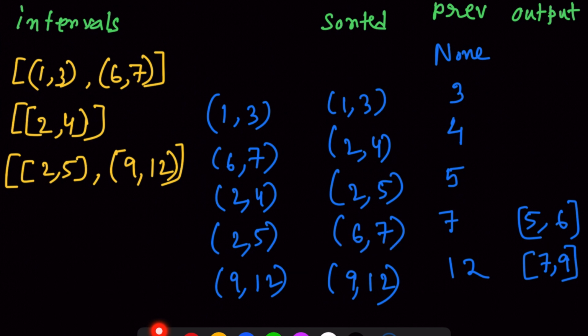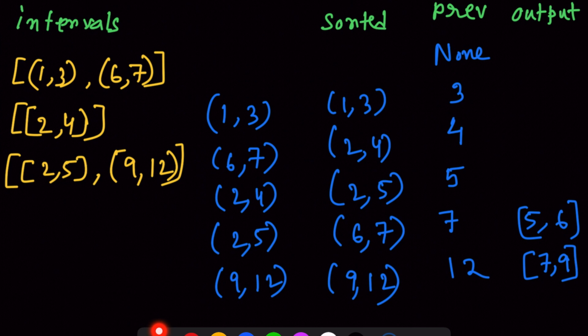Next, we are processing 6 7. The previous is 5, but the current interval is starting at 6. So there is a free slot from 5 to 6 that we are adding to the output. Then we are updating the previous also, that is 7. What is 7? This is basically the max of 5 and 7, that is 7. Next we are adding this 9 12 interval. Previous is 7. That means from 7 to 9 there is no busy interval. So 7 to 9 will be in our free interval output. Then also we are updating the previous value, that is the max of 7 and 12.